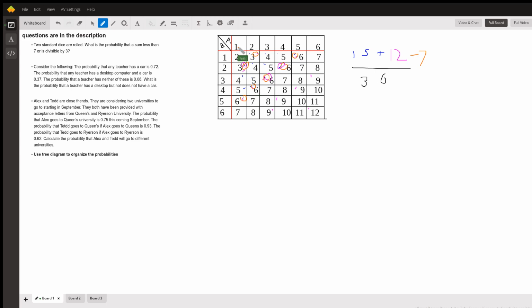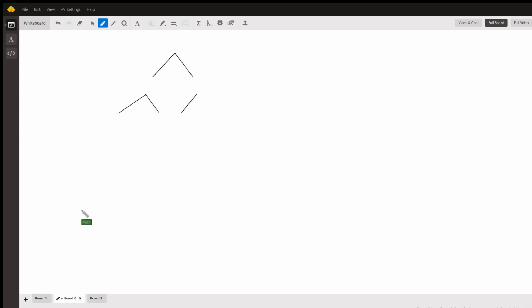And we're going to subtract 1 instance of each of those double counts from the total, giving us 15 plus 12 is 27, minus 7 is 20, divided by 36. That's our final answer, which can be reduced down to 5/9, which is the same as 55.5 repeating percent. On to the next question.